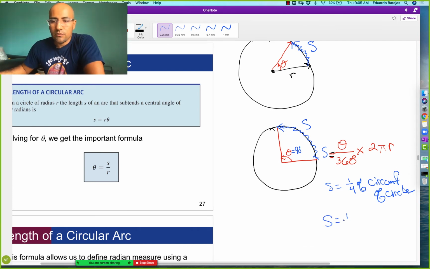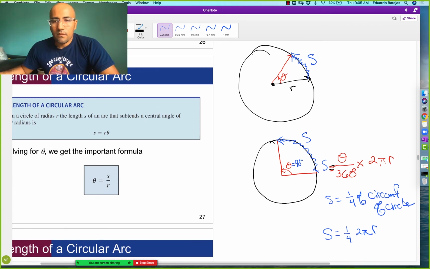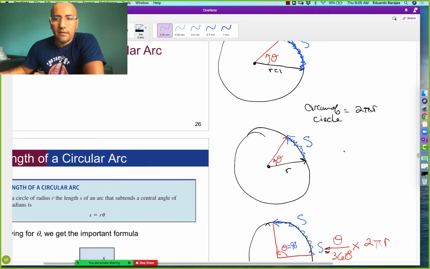So s should be equal to 1/4 times 2 pi r. Sorry, 2 pi r, the circumference. Okay, so in general, s should be equal to theta over 360 degrees times the circumference of the circle.